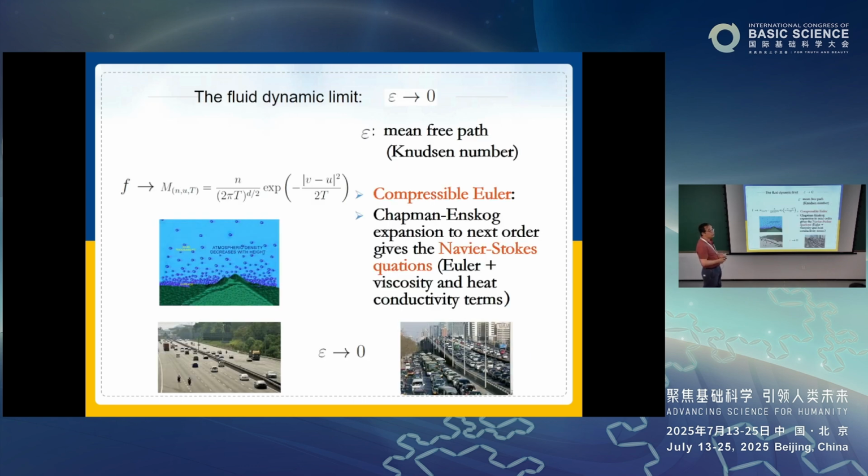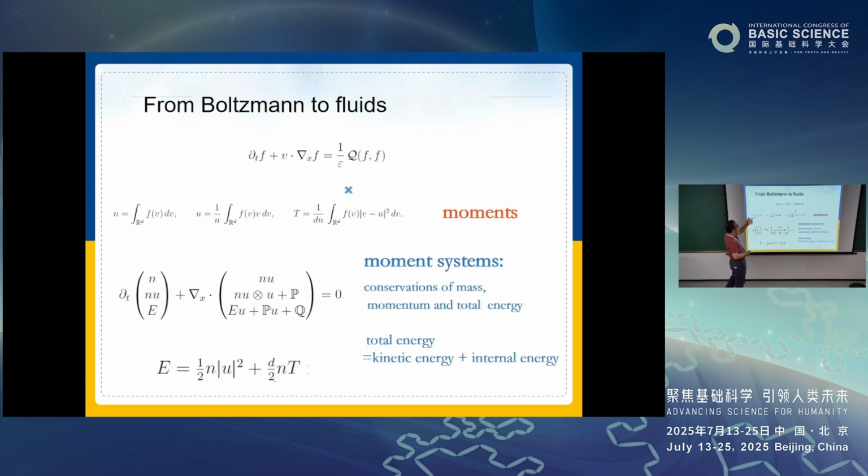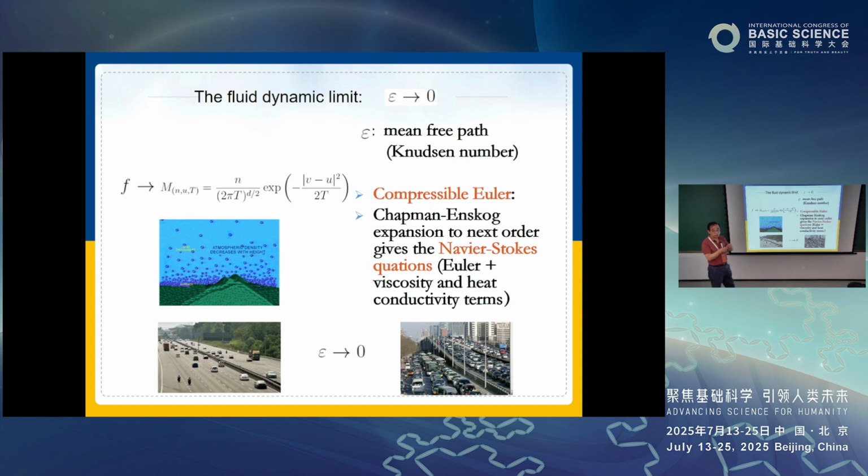So how do we close the equation? Now we send epsilon to 0. Epsilon is the Knudsen number, essentially the mean free path. If you set the mean free path to 0, it means all the particles get very dense. They are very close to each other. If you look at this picture here, you will view this as a rarefied gas. But when particles are very close to each other, the mean free path is small. It's more like fluids.